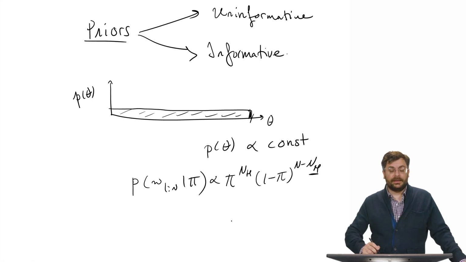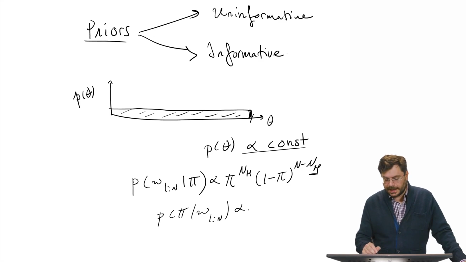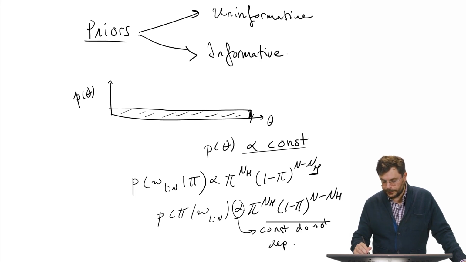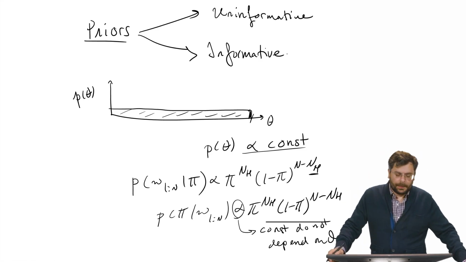And if my prior is a constant, then I find my posterior to have exactly the same form as my likelihood. And why is that? Again, here we lump in all of the constants that do not depend on theta. So that's one way to do it.